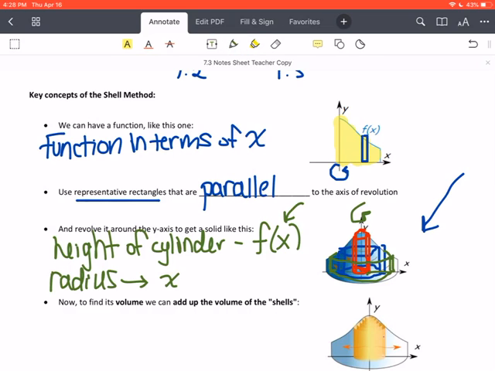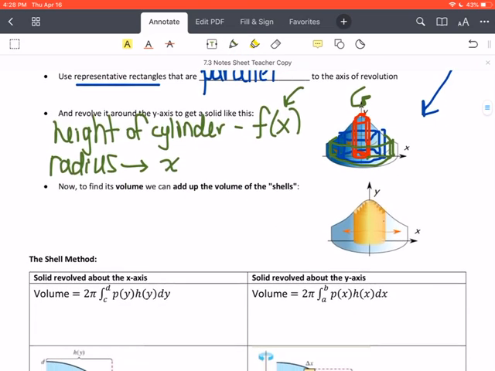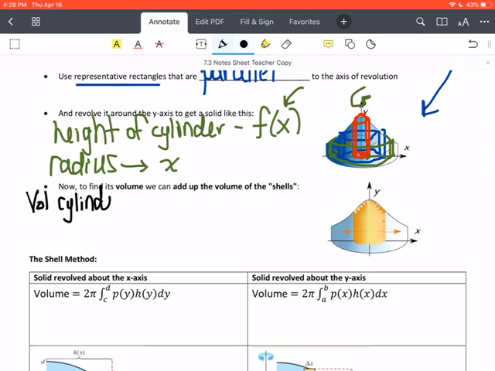So, if we combine this all together and we think about finding the volume, we need to add up the volume of these individual shells, these individual cylinders that we drew, okay? So first we need to remind ourselves of the volume of a cylinder. The volume of a cylinder is going to be composed of a few different parts.